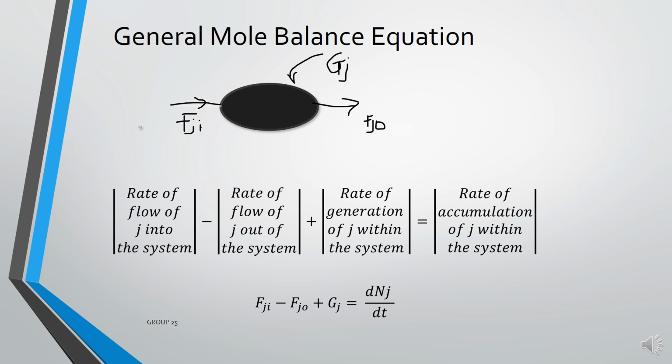The general mole balance equation. The general mole balance equation is used to determine the amount of substance, mole, in a reactor while reactions are ongoing. The general mole balance equation therefore combines the flow in and flow out of the reactor with the amount of substance generated within the reactor or within the system. It is used to give the amount of substance accumulated in the reactor.